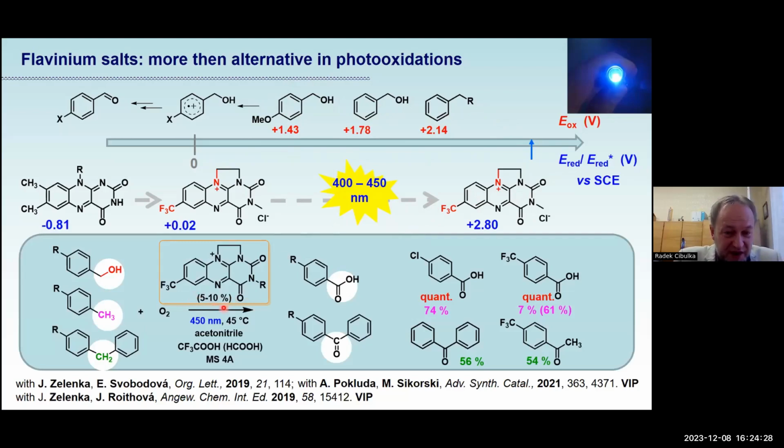For example, using 5 mol% of this catalyst, 450 nanometer light, acetonitrile as a solvent, and a slightly elevated temperature, we can oxidize benzyl alcohol to the corresponding acid, or even a methyl group to the corresponding acid, or a methylene group to the corresponding ketone. You can see here that each reaction works very well, with the exception of oxidation of compounds having a strongly electron-withdrawing group. For this reason, we need to improve the conditions a little, with carboxylic acid in the system. So I introduced flavins as very strong oxidizing species.